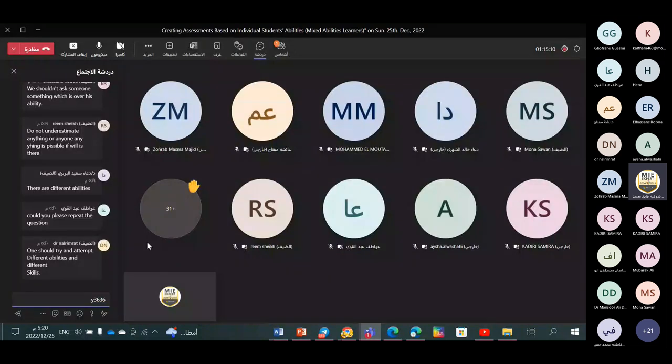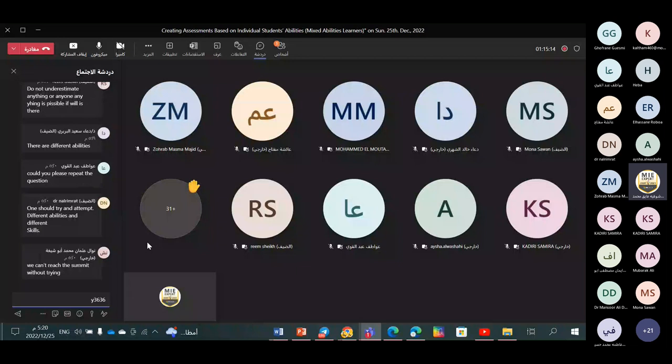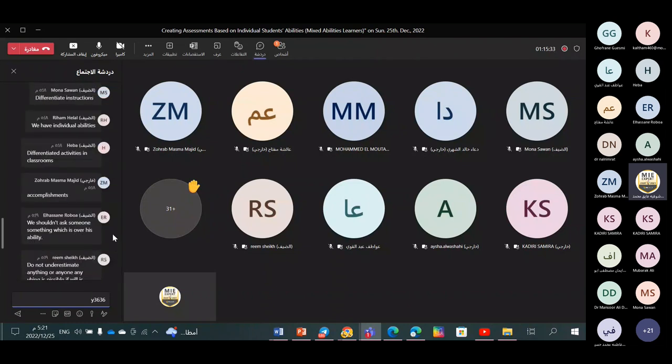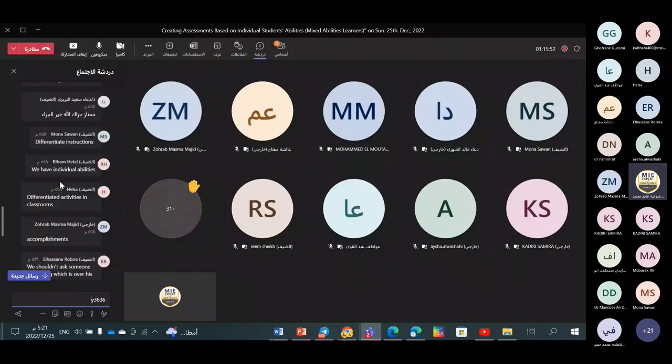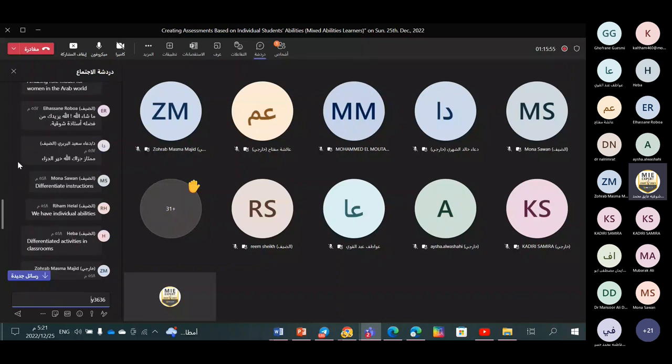Yes, Dr. Al-Nimrat says one should try and attempt different abilities and different skills, right? Ms. Nawal says we cannot reach the summit without trying, right? Because trying is the most important step in order to reach success. And without failure, you cannot reach success, of course. Thank you. Yes, Ms. Hiba says differentiated activities in a classroom, right? Ms. Reham said we have individual abilities, right? You mean different abilities according to the level of the students, to what they can do. Muna says differentiated instruction, right?